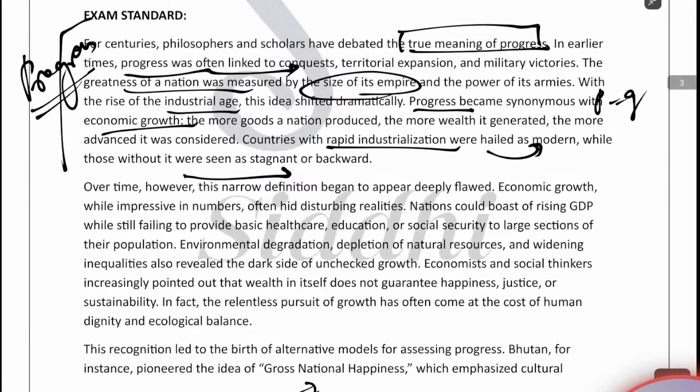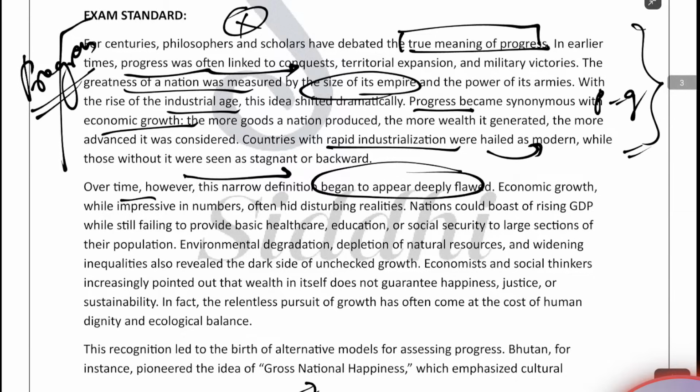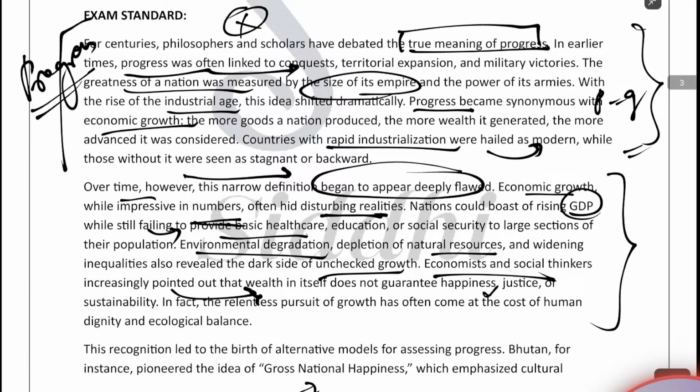Here they're defining the topic of progress and talking about the evolution of progress. So this line is not enough for the central idea, but we know that it is about progress. Next, over time, the definition came to be seen as wrong. People understood that it is wrong. There are numbers, but there are disturbing realities. GDP could be there, but there are certain problems like environmental degradation, etc. Economists and thinkers point out that wealth is not enough. So this paragraph tells that wealth is not enough.